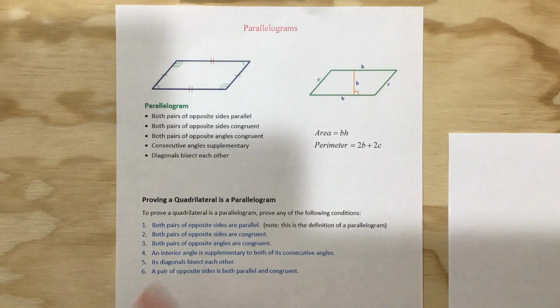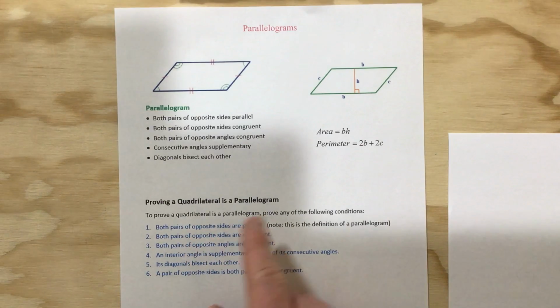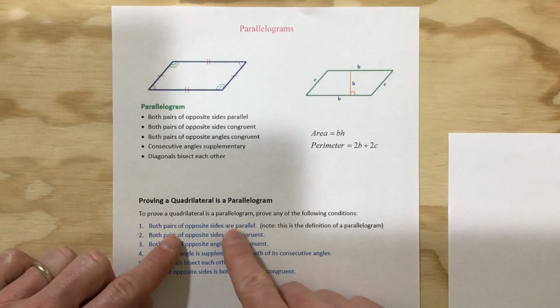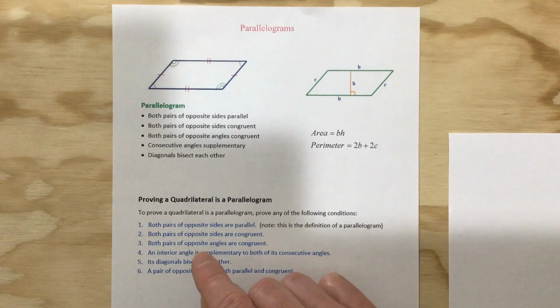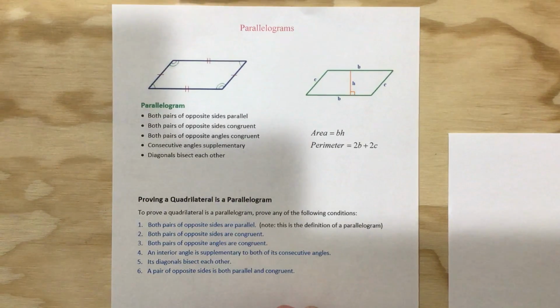This is probably the easiest thing, is to show me that both pairs of opposite sides are parallel. Or you could show me that both pairs of opposite sides are congruent. Okay, these are probably the two keys. So how do you show opposite sides are parallel? Well, how do you show two lines are parallel? Well, you show that they're the same slope.